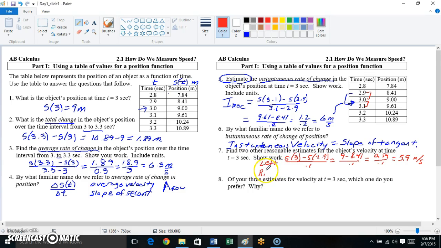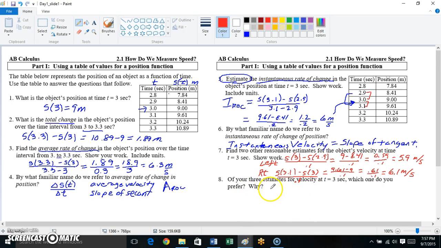But we could also use an interval on the right and look at s of 3.1 minus s of 3 divided by 0.1. Okay, pulling those numbers off the table, that's 9.61 minus 9 divided by 0.1, or 0.61 divided by 0.1, and that's 6.1 meters per second. Again, very close to 6, our estimate for the instantaneous at 3.